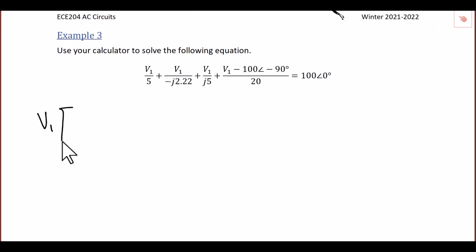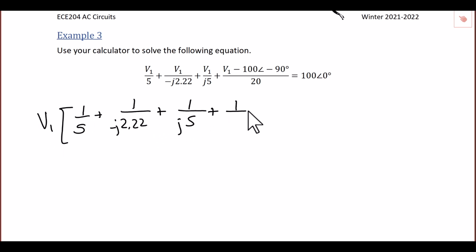Example 3, use your calculator to solve the following equation, V1 over 5 plus V1 over negative J2.22 plus V1 over J5 plus V1 minus 100 with an angle of negative 90 degrees over 20, and that equals 100 with an angle of 0 degrees.